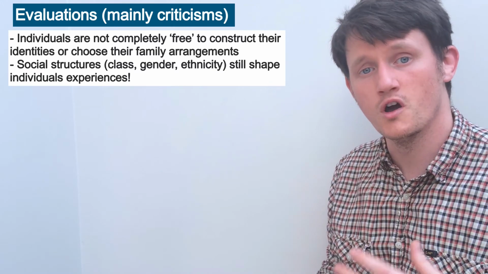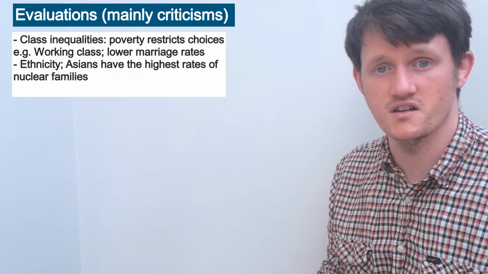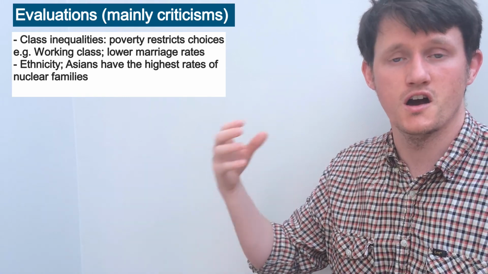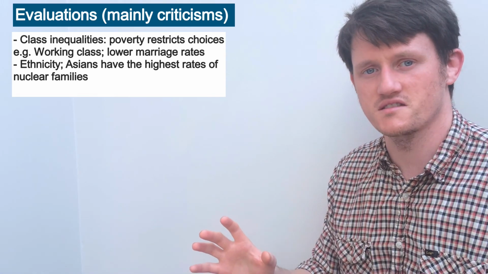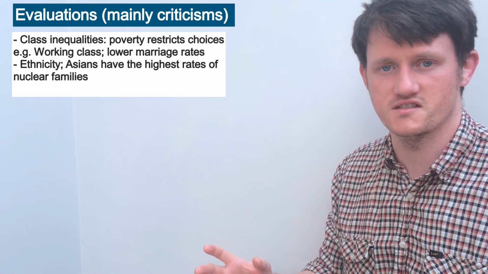So for example, working class people are less likely to marry. Marriage rates are much higher amongst people from an Asian ethnic background. So there are clear patterns. This idea that we're free is simply false.